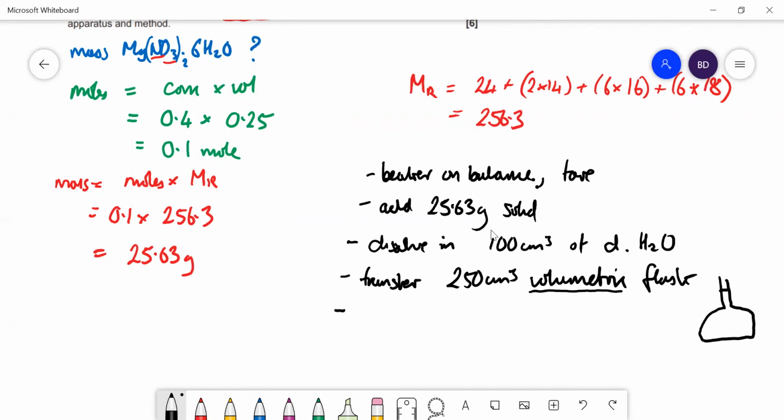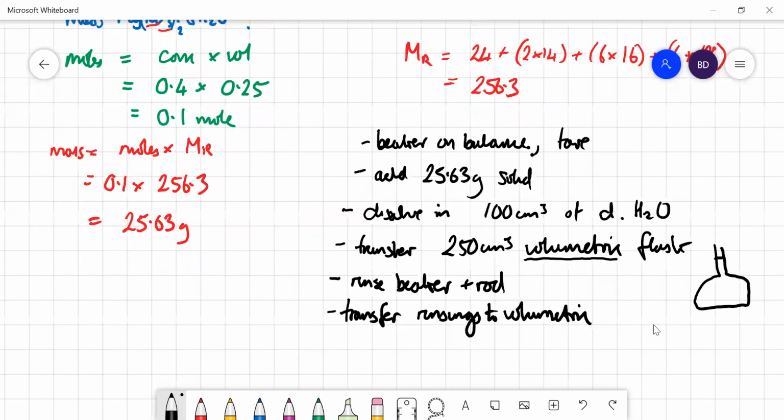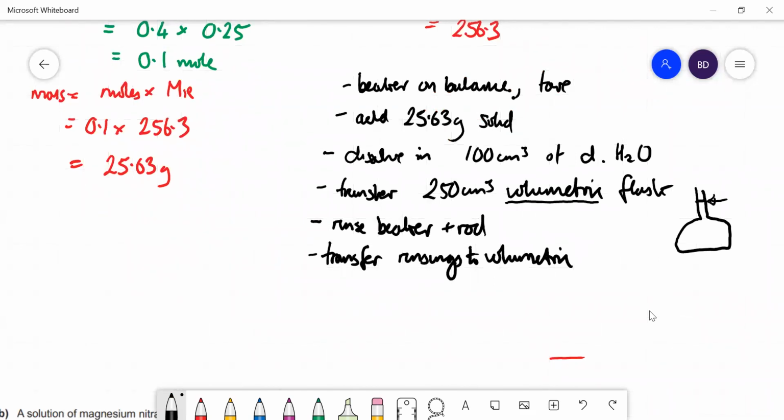Now what you've got to do then is rinse the beaker and the stirring rod and transfer the rinsings to the volumetric flask. That makes sure you've got all of the solid going in there. And then finally, you've got to make up to the mark that I was showing here. Add distilled water up to the mark. And finally, stopper and invert the solution. That's all the necessary details there for all of the marks.